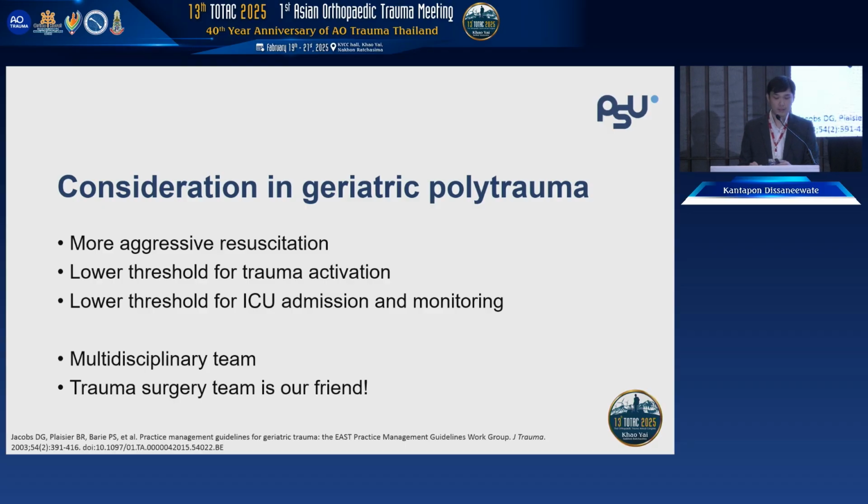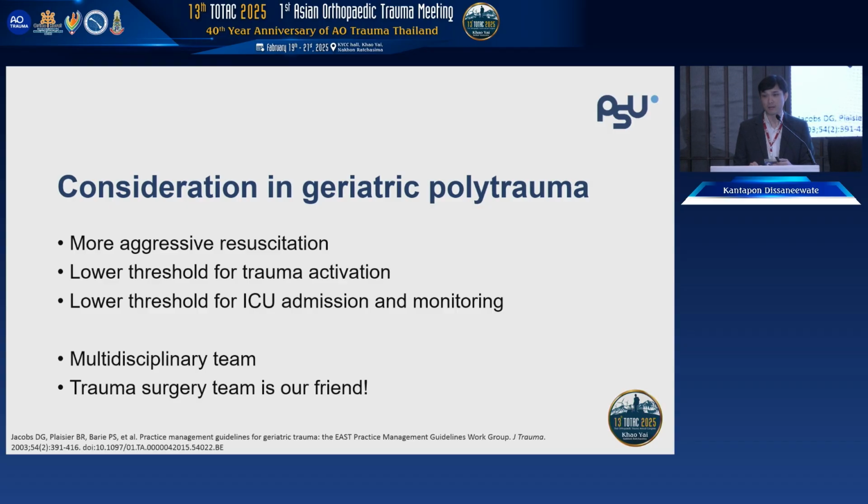So what should we do? According to the EAST guideline, which is one of the most comprehensive guidelines in treating geriatric polytrauma patients, first is more aggressive resuscitation. Sometimes you see patients still not in typical shock yet. Maybe they have a pulse rate of 105, BP is 100 over 60. So these are still maybe grade 2, but in reality, they may be grade 3 or grade 4 already because the body response is not as good as when they were young.